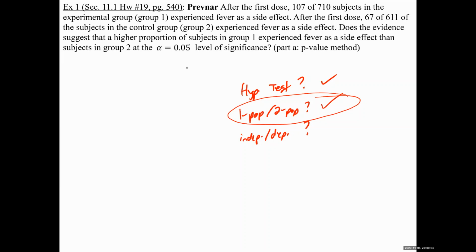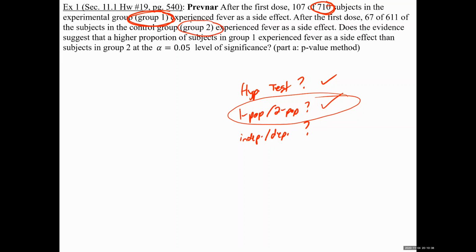Let me go ahead and read the top line there. After the first dose, 107 of 710 subjects in the experimental group, group 1, got fever as a side effect. Group 1 is a sample. Group 1 is the 710 people that took the actual drug Prevnar. These 710 people come from a bigger group, which is the population. What's the population? All people who have taken Prevnar. Okay, so in this study, 710 people took Prevnar. Group 1 is those 710 people. That's a sample. That's the group we got data from. But it comes from a bigger group, the population.